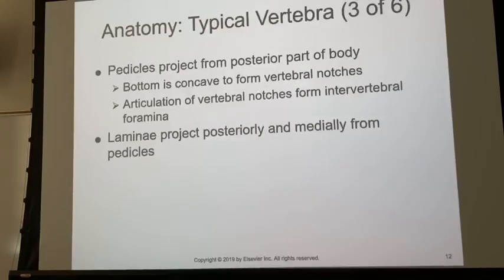So pedicles project posteriorly, longus concave to form the vertebral notches, and the 2 vertebral notches from the vertebra above and below come together to create intervertebral foramina. The foramina is where the nerves come off. Again, the vertebral foramen is where the spinal cord passes through. The intervertebral foramina is where the nerves come off of the spinal cord and eventually go down into the extremities, wherever it is that they need to go. So lamina project posteriorly from the pedicles towards the spinous process.